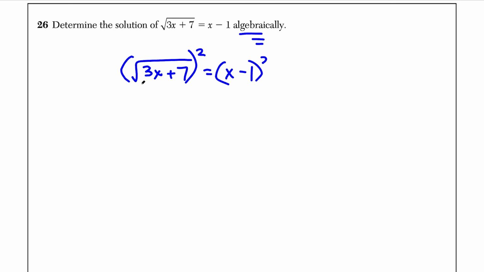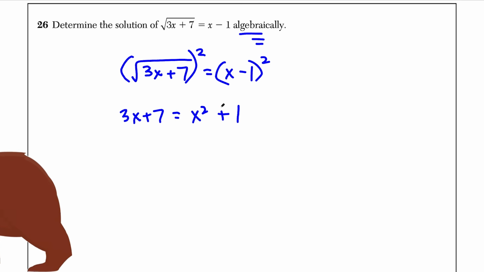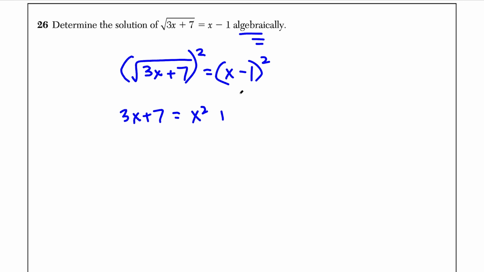So on the left side, the square root and square cancel, leaving us with just 3x plus 7. And now on the right side, be careful. Don't do something like this. Don't say x squared plus 1. Okay, this is a very, very, very common bear trap, all right? I've seen students do this in Algebra 1, Algebra 2, even all the way up to calculus. You have to be very careful with this.